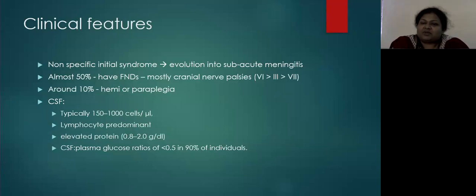And the CSF is typically about 150 to 1000 cells, lymphocytic, with an elevated protein and a CSF to plasma glucose ratio that is usually less than 0.5. Remember, the prodrome lasts 2 to 3 weeks and is just lassitude and low grade fever, and only then does the meningitic phase come in. So if you want to pick up your patients early, when patients come to you with significant constitutional symptoms and just tiredness, suspect it in the right subset of patients.